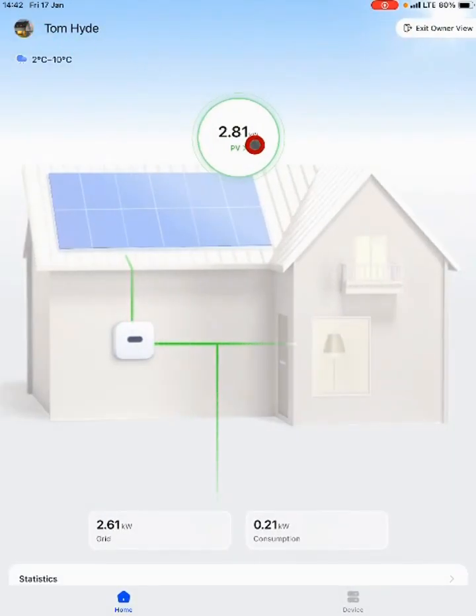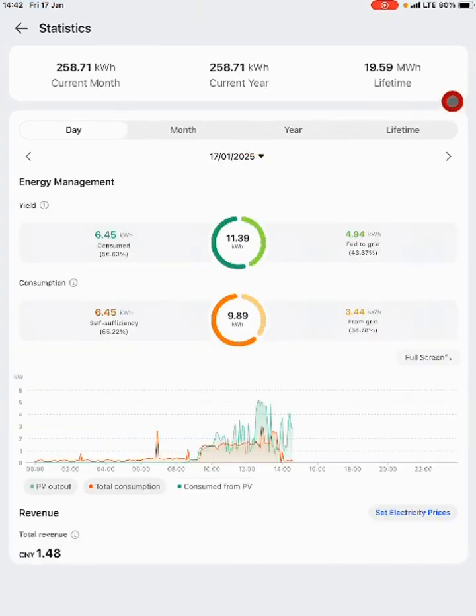So, let's move to the second page, the historic page. Here we have various numbers, graphs and circles, and I will break this down into 3 sections so that you'll be able to understand, hopefully, what these figures represent. At the top here we have accumulators. So you will see there is the current month, the current year, and the lifetime of the system.